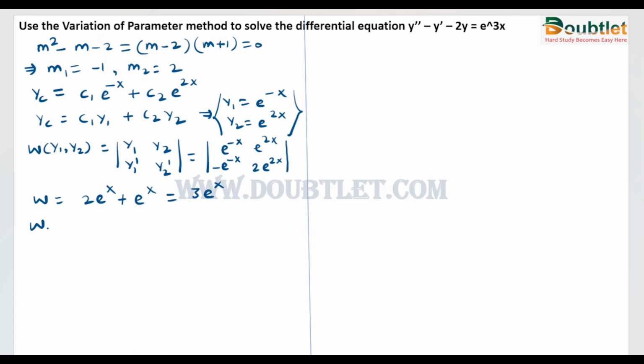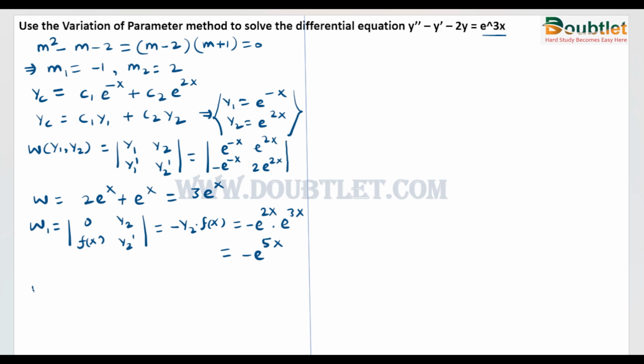Now we will find w1. For w1 we will write 0, fx, y2 and y2 dash. If you find the determinant, it will be minus of y2 multiplied by fx. So y2 is e to the power 2x and fx is e to the power 3x, as we can write from here. So we multiply them, and this will become minus of e to the power 5x.